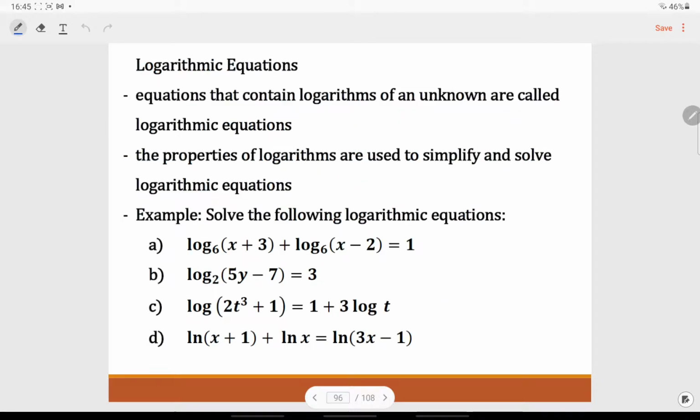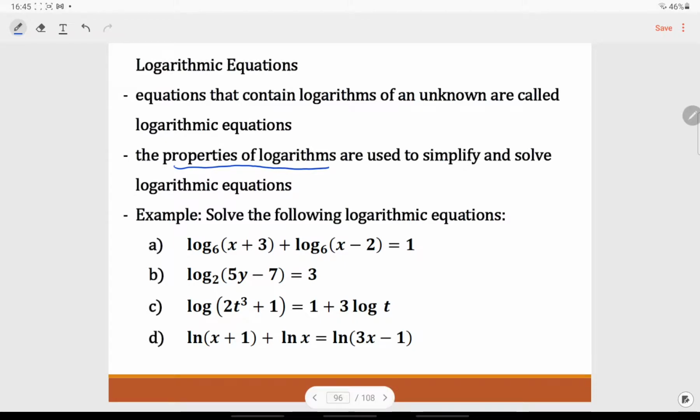Now it's about logarithmic equations. Equations that contain logarithms of an unknown are called logarithmic equations. The properties of logarithms are used to simplify and solve logarithmic equations. So to simplify or to solve a logarithmic equation, we need to remember and understand the properties or laws of logarithms. We consider the first example. Solve the following logarithmic equations.